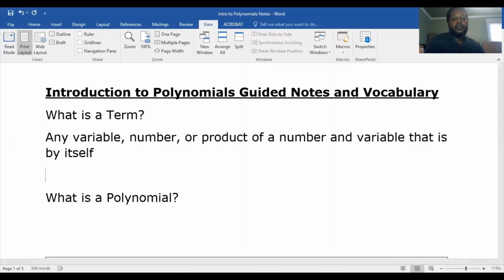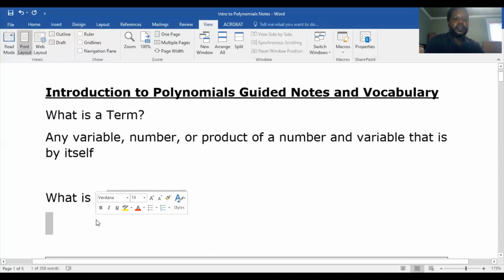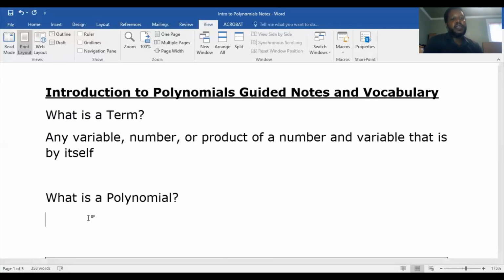All right, and then what is a polynomial? Let's break down the word. What does poly mean? What do we think poly means? Poly actually just means many. Poly is just many. And what is nomial? What does that look like? Numbers, maybe.